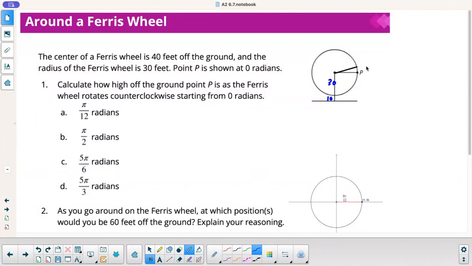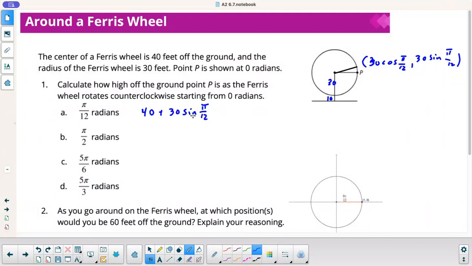So your radius is 30. So the x coordinate is 30 cosine pi over 12. And the y coordinate is 30 sine of pi over 12. So let me fix that. That's sloppy. So really the y coordinate, and that's just to right here to the center of the circle. So that would be this y coordinate right there. I have to add 40 to that. So I'm going to say 40 plus 30 sine pi over 12.